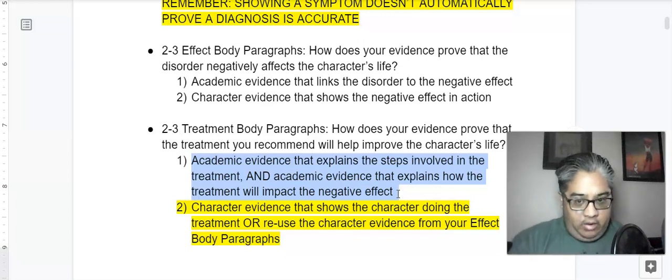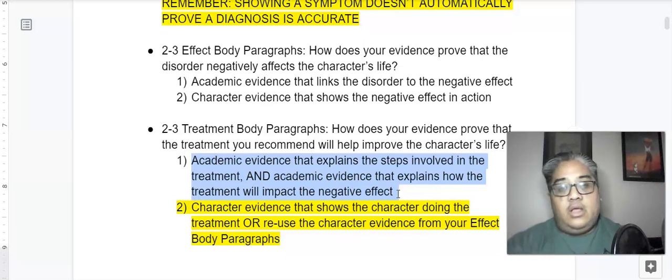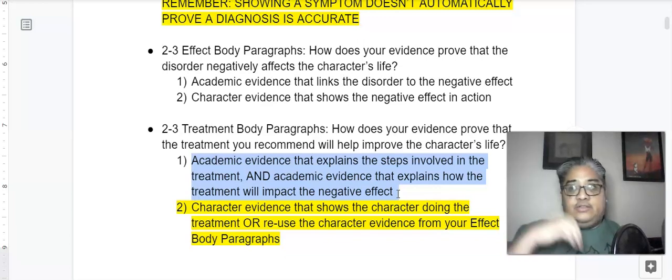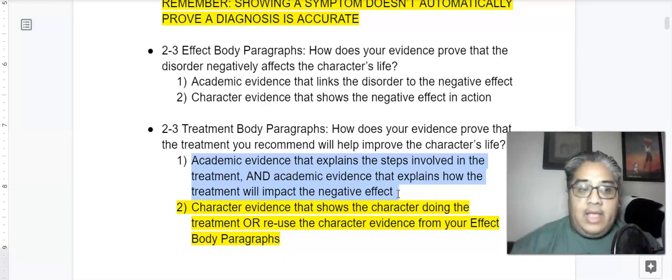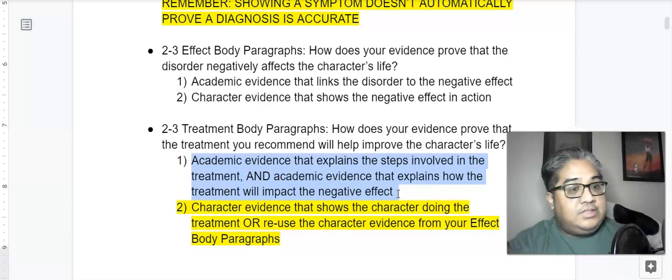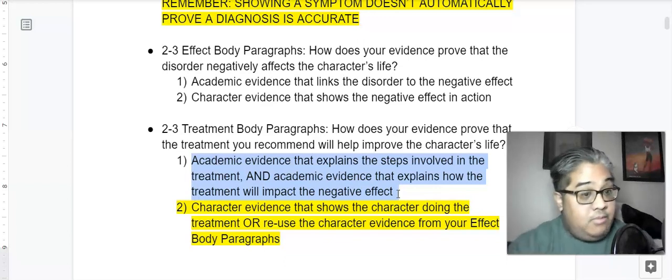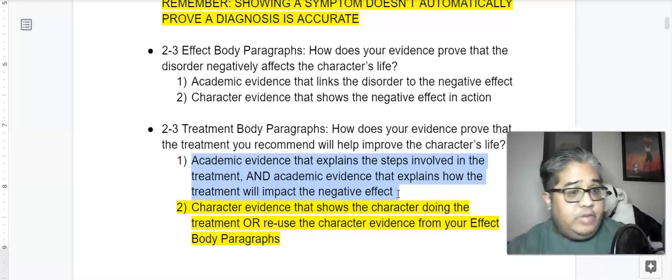And then another area where the treatment body paragraphs might get a little tricky for a lot of you basically boils down to, when choosing character evidence, do you have any actual evidence that shows the character doing the recommended treatment that you're suggesting? And some of you are going to be very, very lucky, and you're going to actually have that evidence. There'll be scenes, there'll be moments where the character will be shown doing the treatment, taking the medication, going to therapy, right?